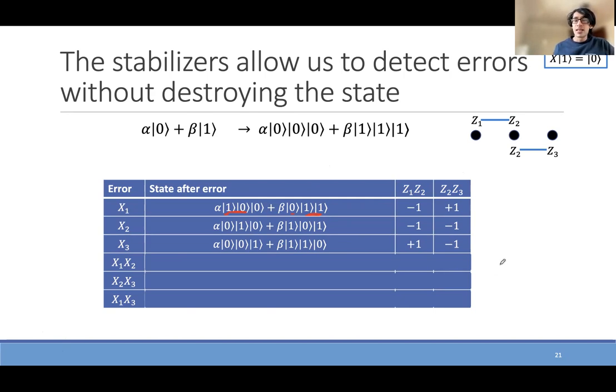So this gives us a little table. It tells us that if both of my stabilizers measure -1, I should think an X2 error happened. If the first stabilizer measures -1, I should think X1 happened. And if the second stabilizer measures -1, I should think X3 happened. Now, we could also ask ourselves, what happens if two errors happen? Well, if X1 times X2 happens, that flips both of these qubits. And in that case, Z1 times Z2 is still 1, and Z2 times Z3 is -1.